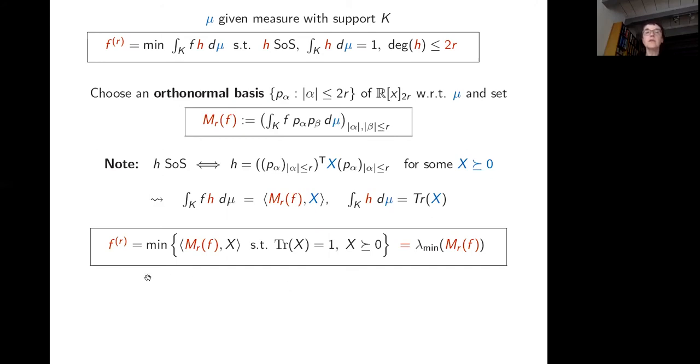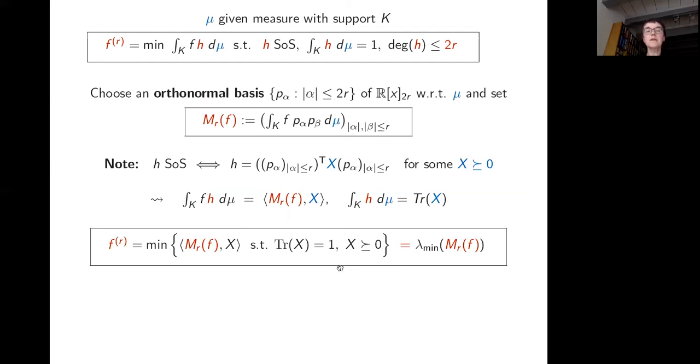Then using this, the bound can be reformulated as a very simple semidefinite program. You want to minimize this objective function, and the conditions on X are that X should be PSD and the trace is equal to 1. In other words, the bound is equal to the smallest eigenvalue of this moment matrix M_r(f). I should say this eigenvalue reformulation was already in the original paper by Jean Lasserre.